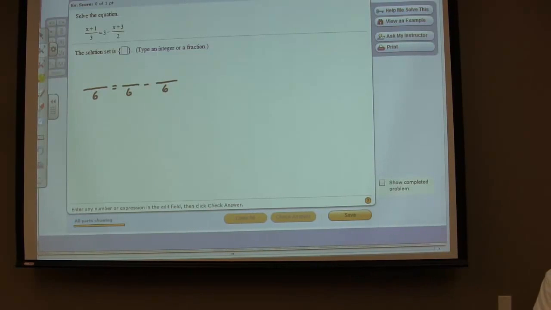Now on the left-hand side, I had a 3, I now have a 6. That means I multiplied by 2. So I multiply the top by 2.